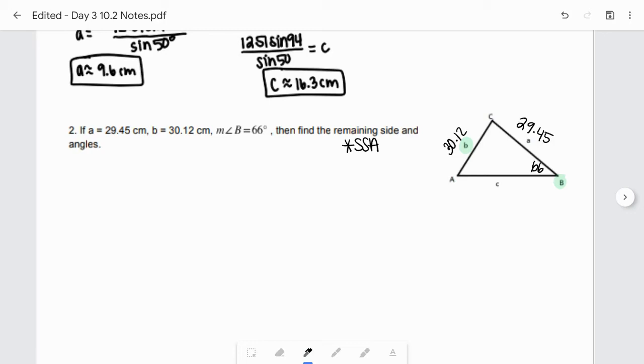Okay, so for this one, let's start by finding angle A since we have side A.